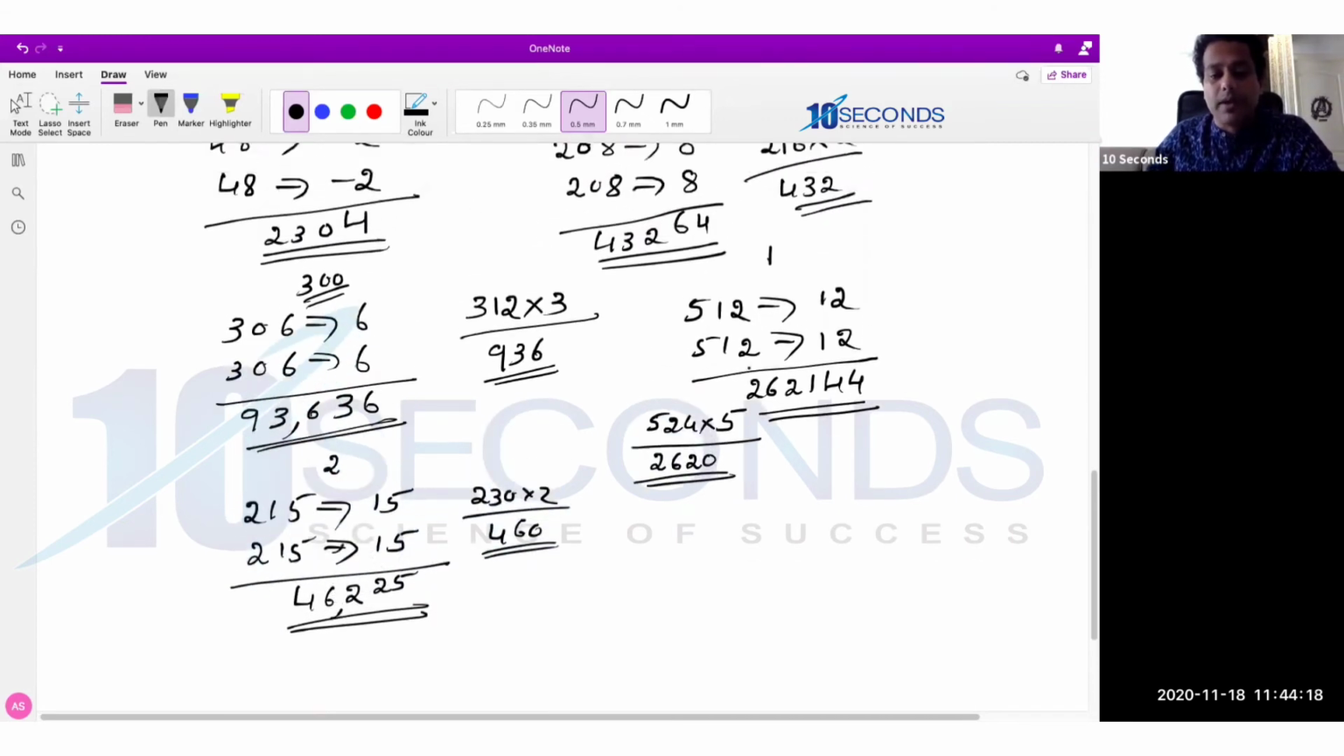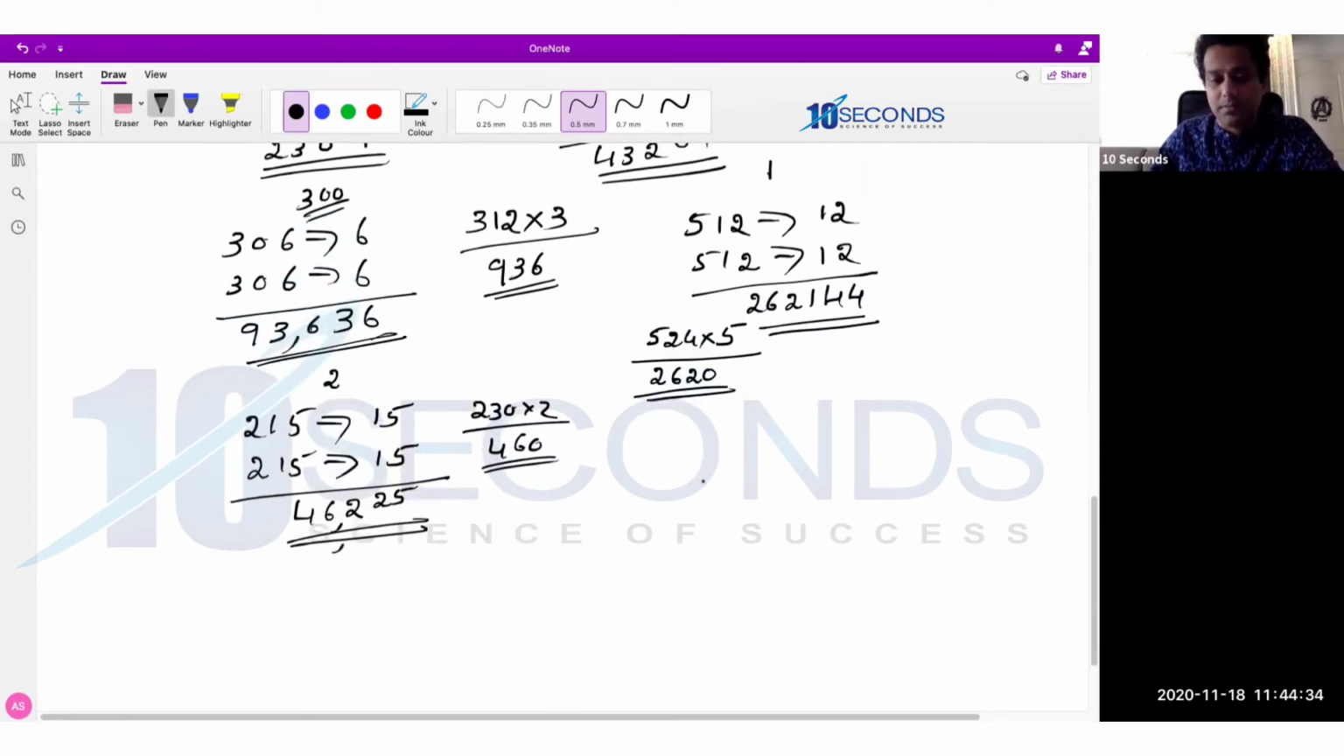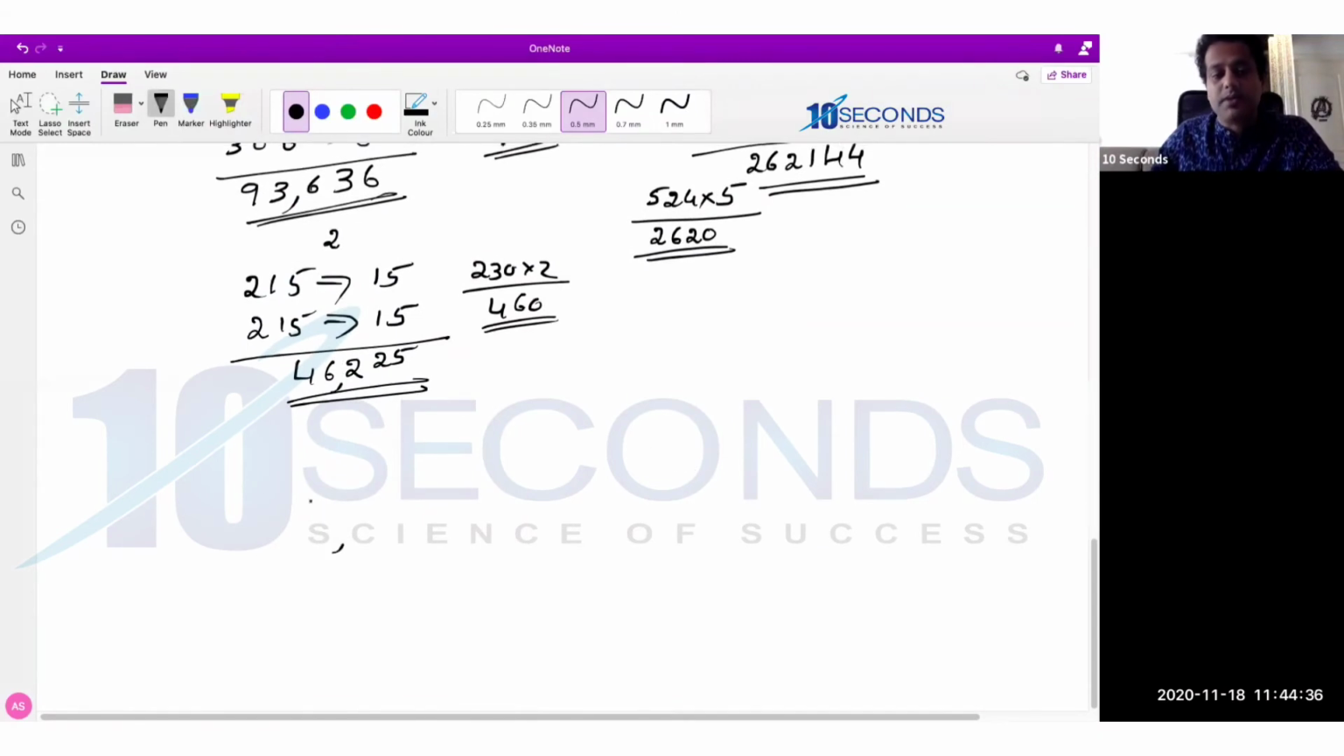When you're multiplying by 5, there's a shortcut. See, 524 into 5. How to multiply by 5? Very simple. You just find half of 524. What is half of 524? 262. You put 0. For example, say you have to multiply 22 into 5. What is the easiest way of multiplying by 5? Just find half of 22. What is half of 22? 11. Put 0. 110.